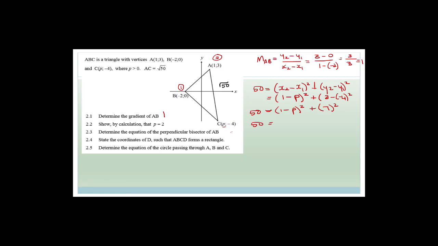So therefore we've got 50 is equal to 1 minus 2p plus p squared plus 7 squared is 49. Do you agree that 49 plus 1 is 50 and that's 50? So we get 0 is equal to minus 2p plus p squared, and then we can take out a common factor of p, so we get 0 is equal to p times 1 minus 2p. Why am I getting p as a half?